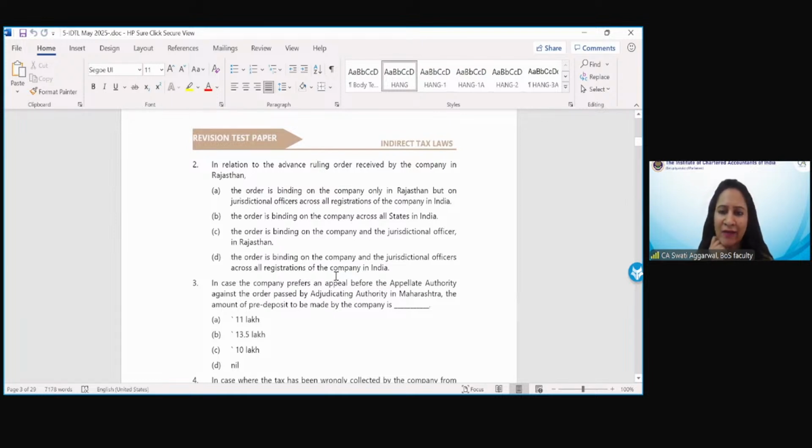In relation to the advance ruling order received by the company in Rajasthan, the order is binding on the company and the jurisdictional officer in Rajasthan. Right. Now, why is it so? It is very important to know the reason behind it, why it is binding on the company and the jurisdictional officer only in Rajasthan.